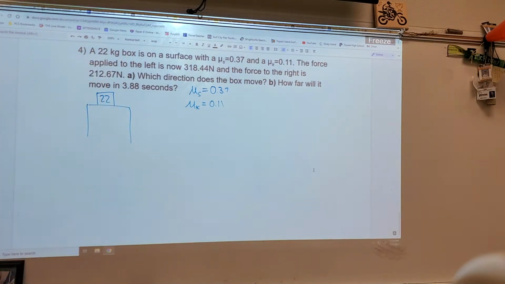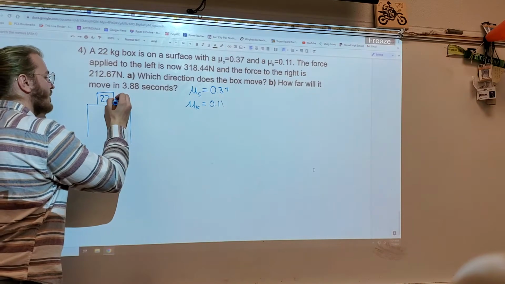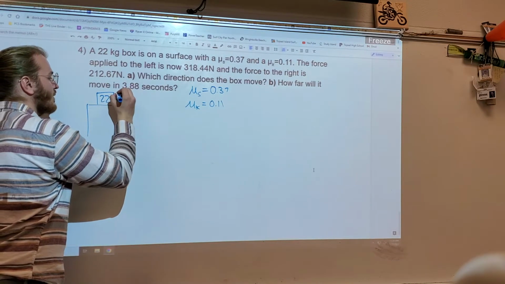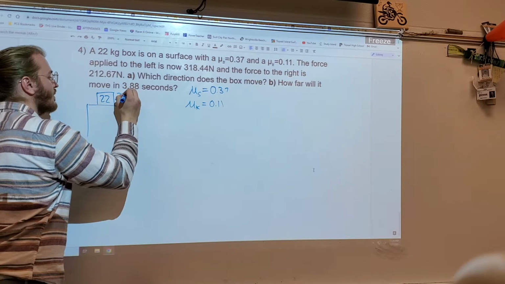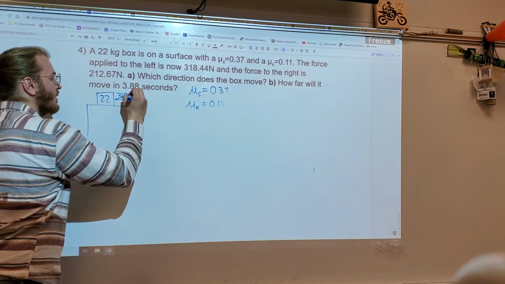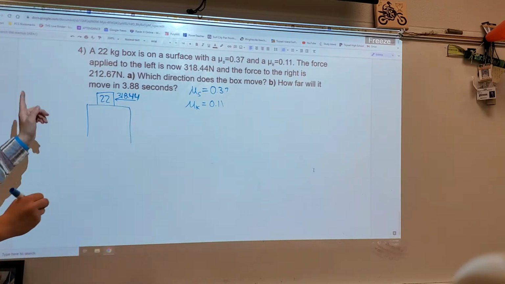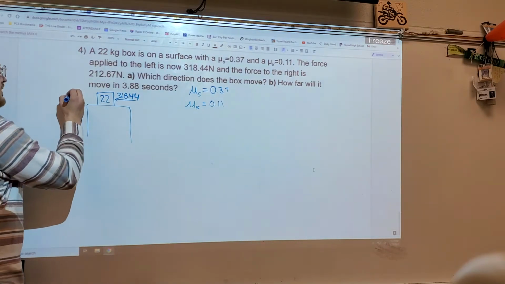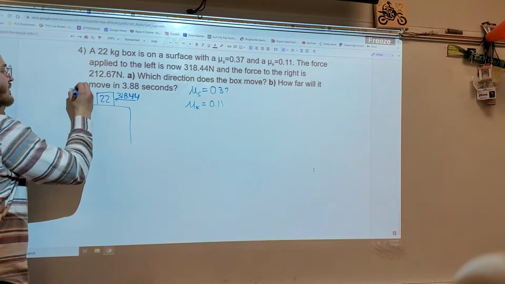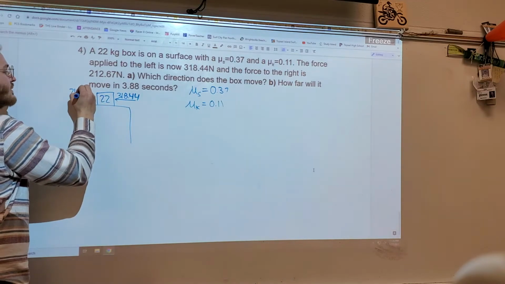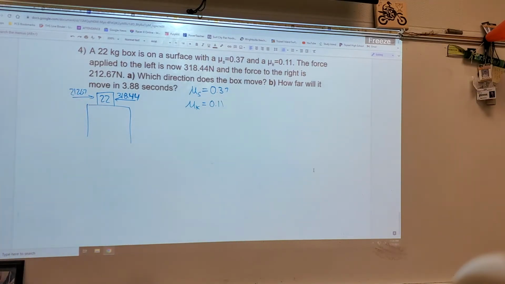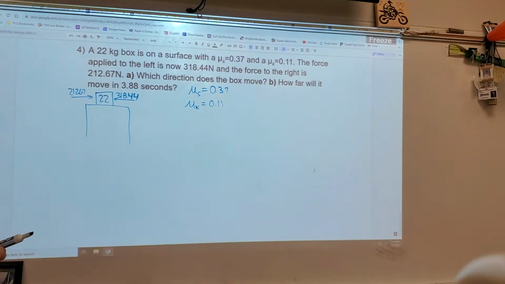The force applied to the left is now 318.44. And the force to the right is 212.67. Tell me, which direction does the box move? Which value is larger than the other?